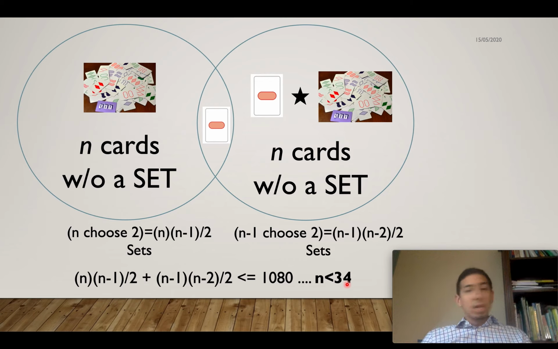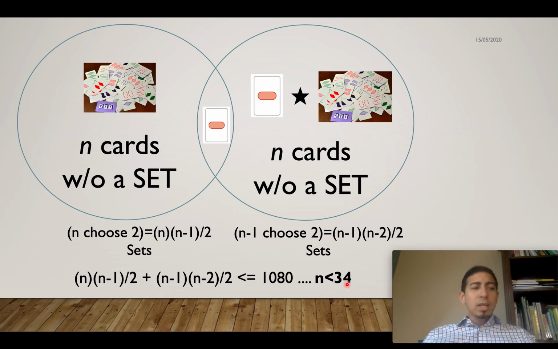So that says that if you have 34 cards, you're guaranteed to have a set. It's a short argument that only uses a little bit of abstract algebra and combinatorics and thinking, and some clever constructions. Now, the actual bound is 21. If you have 21 cards, you're guaranteed to have a set.